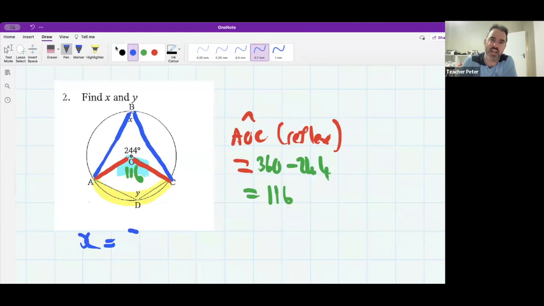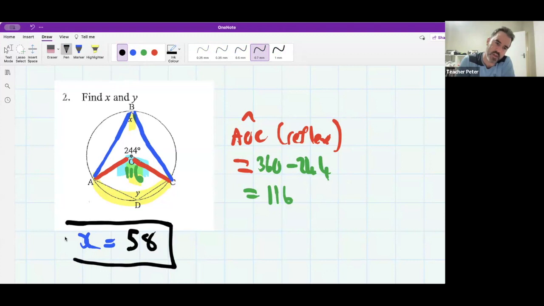Because if you look at it, the relationship is between this one and this one. So 50, it's 58, yeah. So X is going to be 58 because it's half the size of 116. Okay, so X is 58. Now I should put the reason in, but I'm just running out of space.